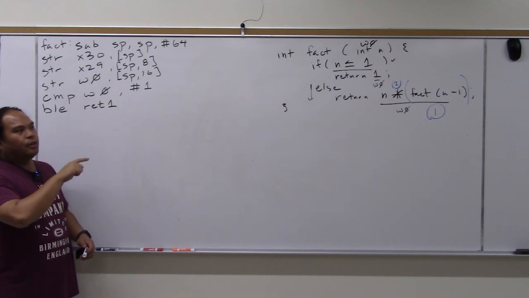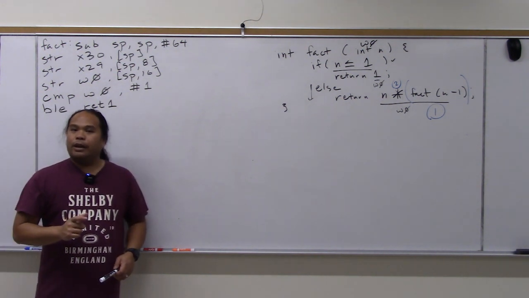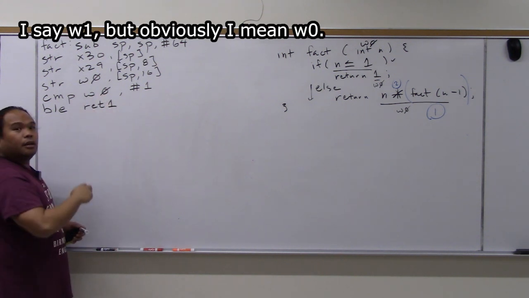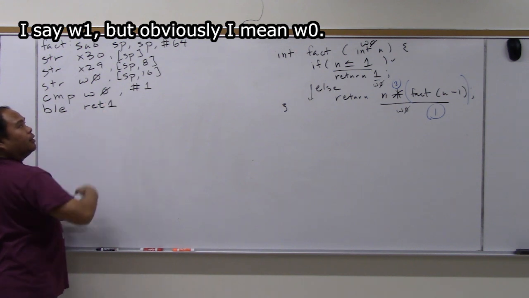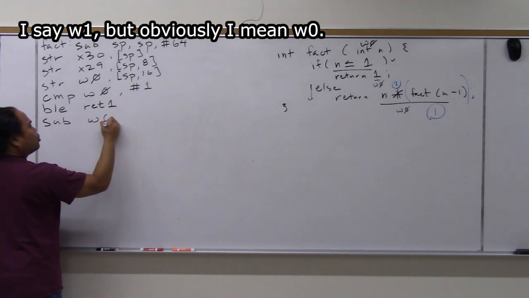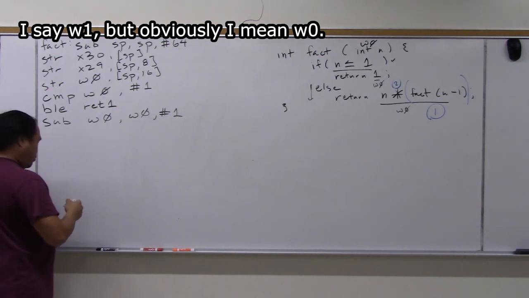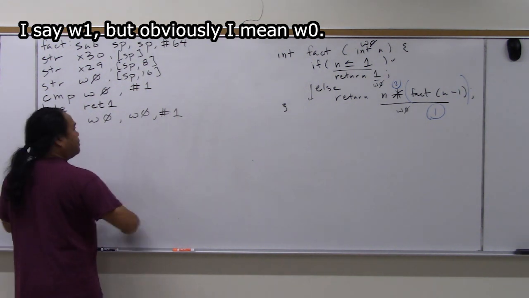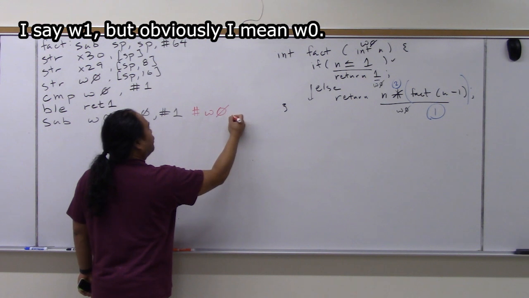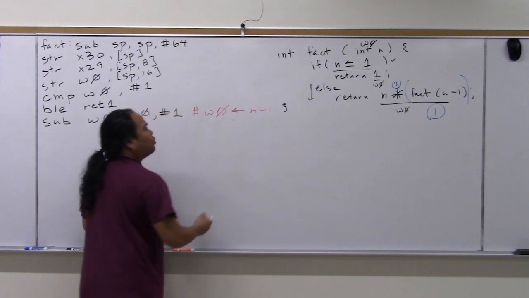So that would be, I guess the first thing we have to do is set up a call to fact. If we're going to call fact, fact will expect the argument n in the register W0. So currently W0 holds n, and it still does. I haven't modified it. So what I'm going to do is to just subtract a value of 1 from here. So what happens here is that W0 is assigned n minus 1, okay?